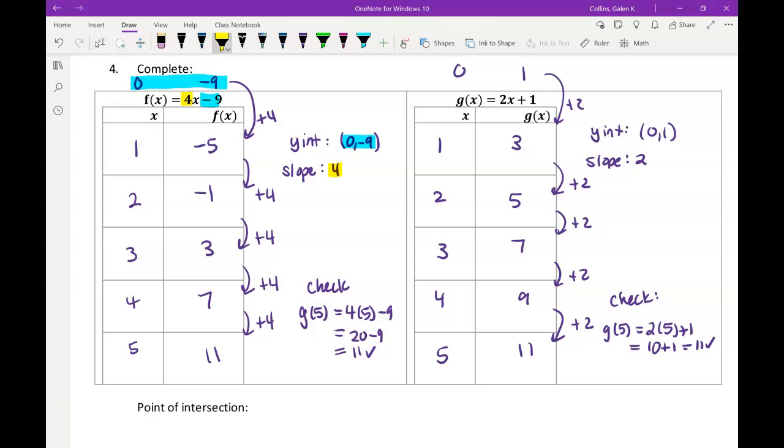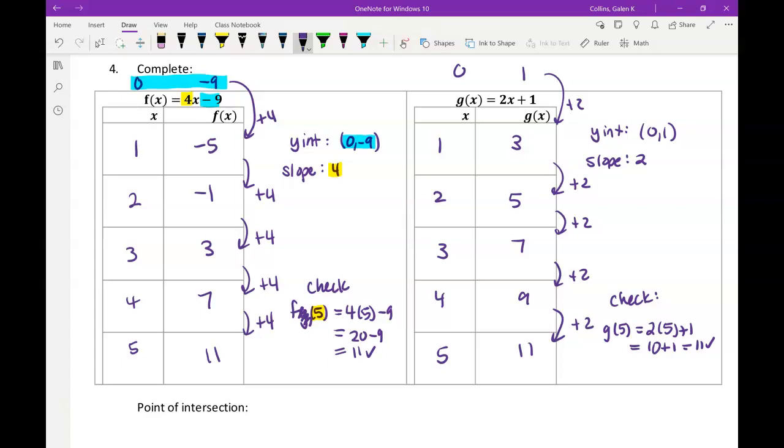If you do this method, it never hurts to just pick a value further in your table and check. So I chose the last value. When I substitute 5 into, I called this G. I'm so sorry. I shouldn't have done that. This is F. I'm not going to remake the video. You're just going to see me make mistakes too. We all make mistakes, and that's okay. We just got to be careful.